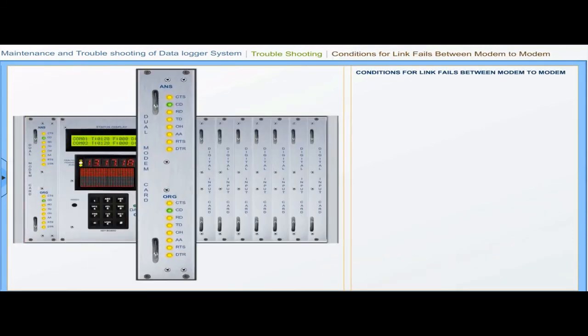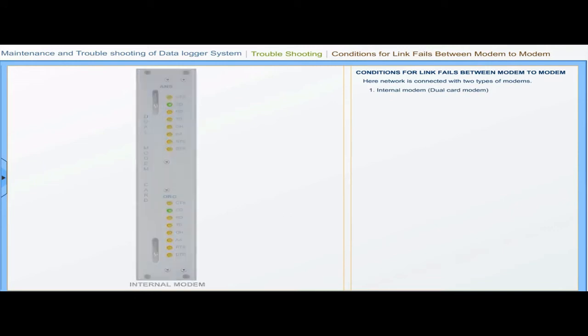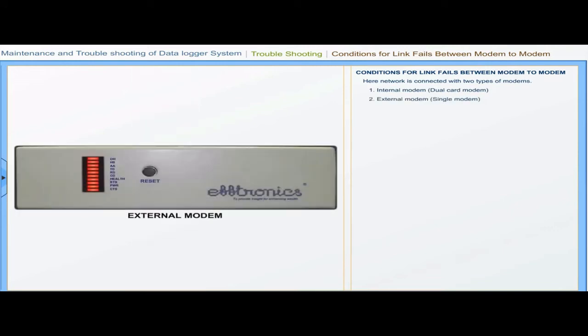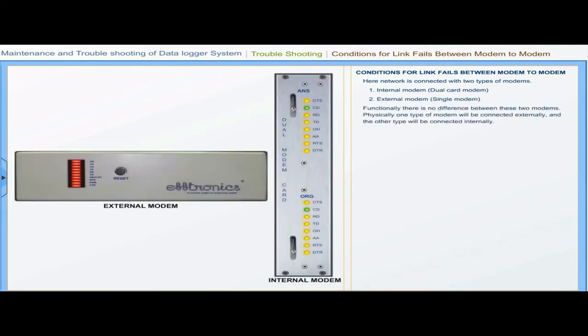Conditions for link fails between modem to modem. Here, the network is connected with two types of modems: internal modem, dual card modem; and external modem, single modem. Functionally, there is no difference between these two modems. Physically, one type of modem will be connected externally and the other type will be connected internally.